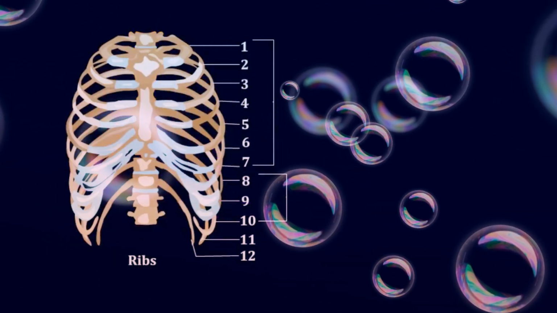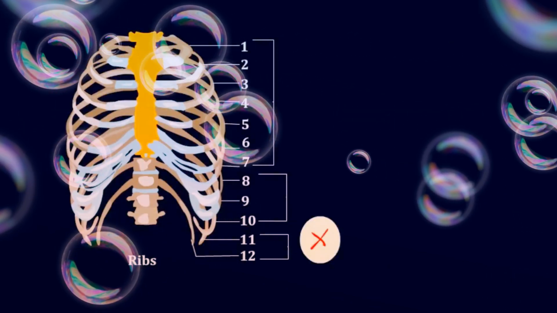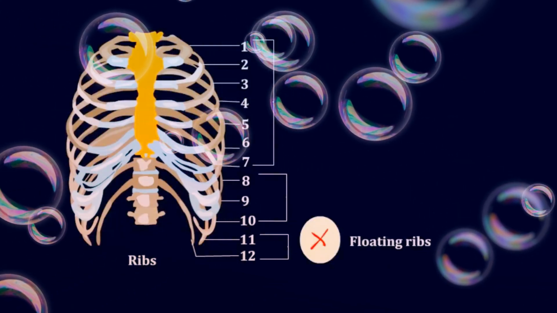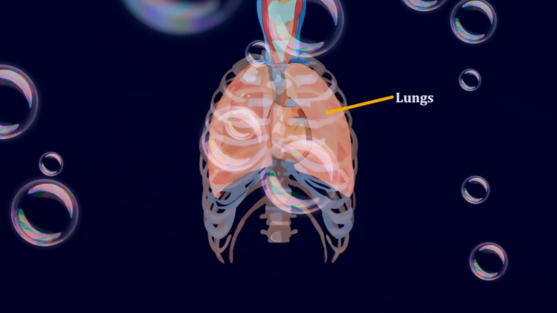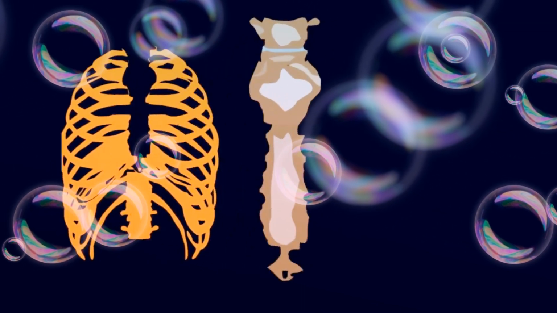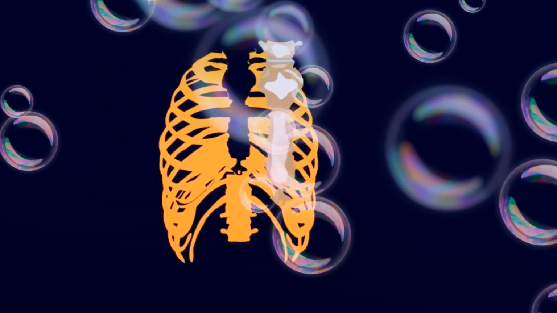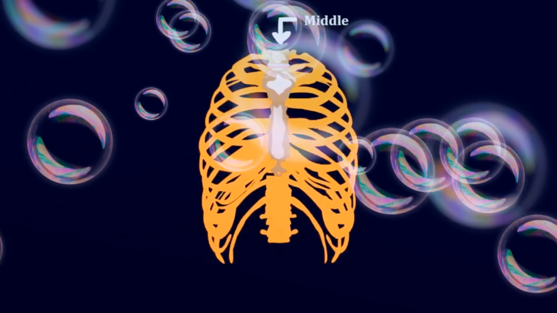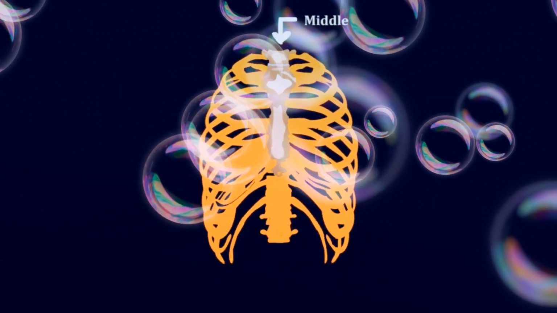The last two, 11th and 12th pairs of ribs, are not attached to the sternum. They are called floating ribs. Ribs give protection to the lungs and heart. Sternum. The sternum, that is the breastbone, is a long flat bone lying in the middle of the front part of the chest. The rib bones are attached with the sternum.